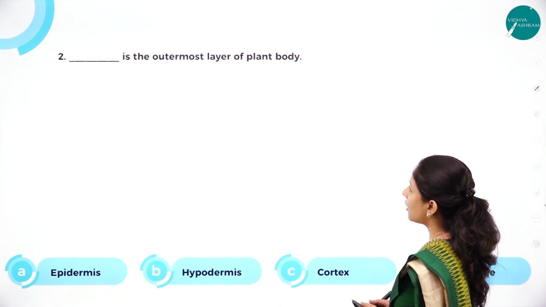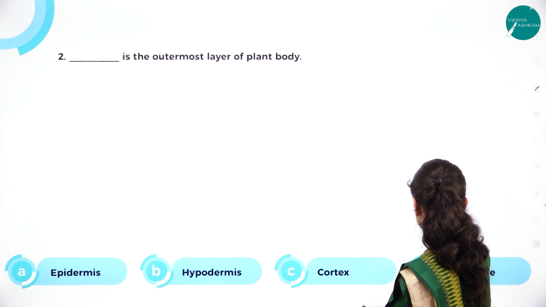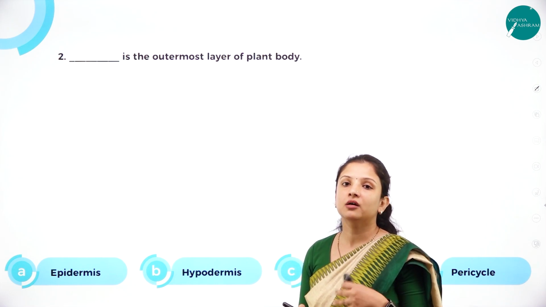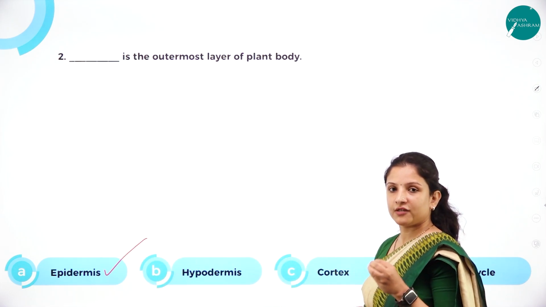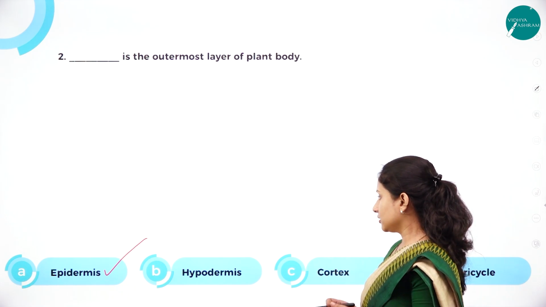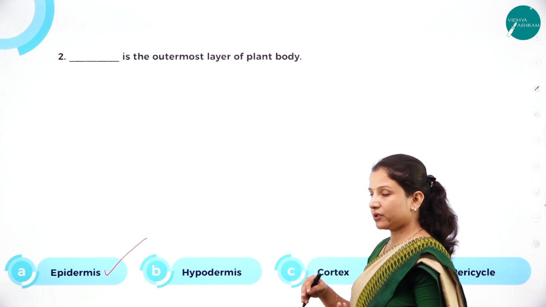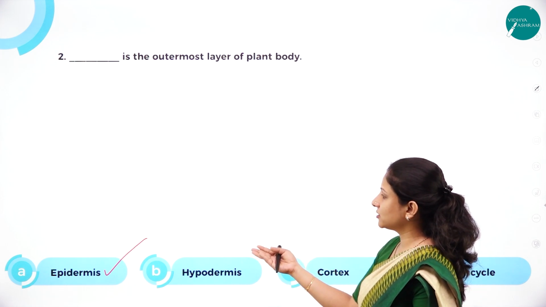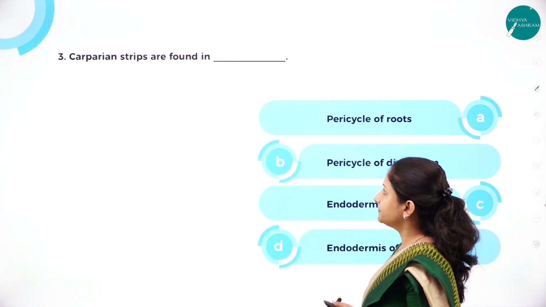Next, dash is the outermost layer of plant body. Epidermis, hypodermis, cortex, pericycle. It is epidermis. I told you epi means outer, derma means layer. It is epidermis. Hypodermis is usually found in the stem of dicot plants, present below the epidermis actually. Cortex is also present below the epidermis. Pericycle is present inner to the endodermis. So the right answer here is epidermis, the outermost layer of plant body.